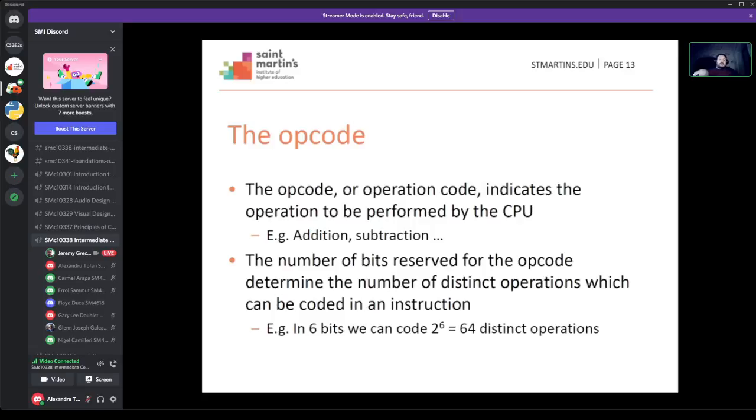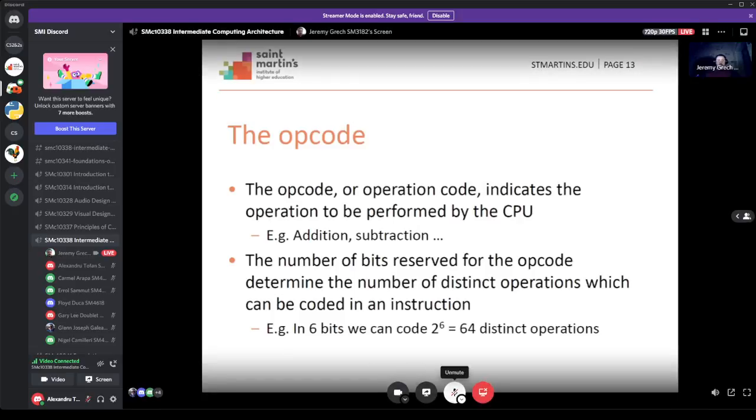Now, the number of bits that you use in order to define the opcode is going to determine the number of operations that particular CPU can perform. So, if we're saying that we're going to be making use of, say, 6 bits, or we're going to have a 6-bit opcode, then our CPU can perform 64 different operations. So far, so good. Yes. Okay.